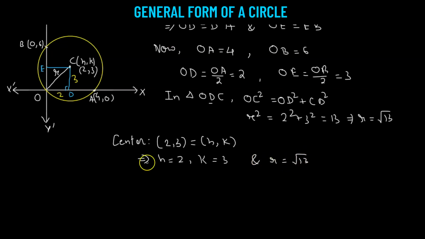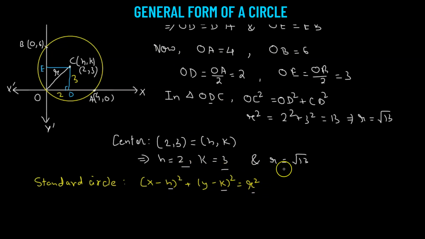So what we'll do is use the standard form to find out the equation. If we have a circle whose center has the coordinate (h, k) and the radius r, the standard form is given by the equation (x minus h) whole squared plus (y minus k) whole squared, and that's going to be equal to the square of the radius. So let's substitute the values of h, k and r that we've obtained just now. So we get (x minus 2) whole squared plus (y minus 3) whole squared equals square root of 13 whole squared. And if we expand this, that's going to give us the general form of the circle.